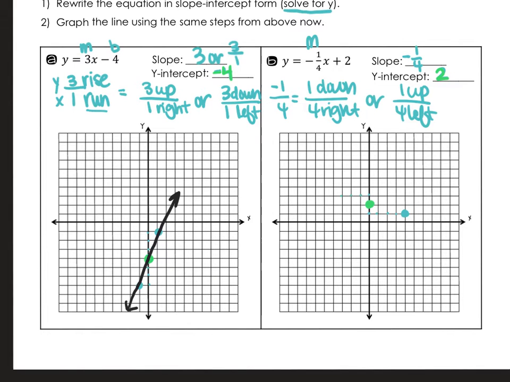Okay, so this one is a much more gradual slope since it was that fraction. So it was -1/4. So a fraction is going to give you a more gradual slope. A larger number like 3 over here that we had will give you a steeper slope, as you can see.